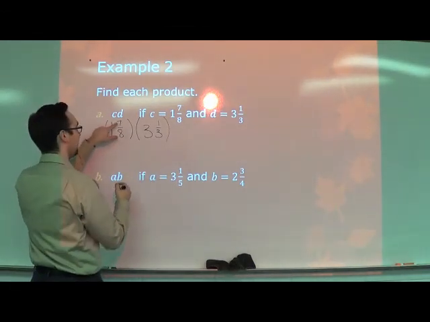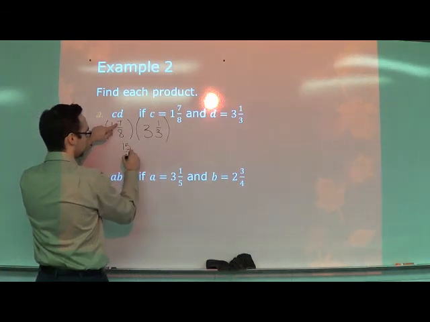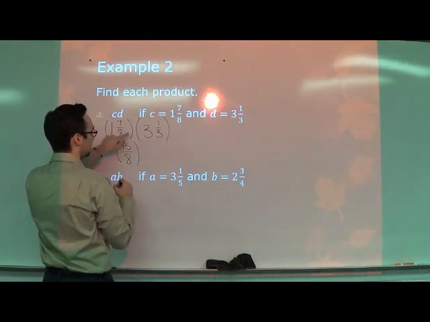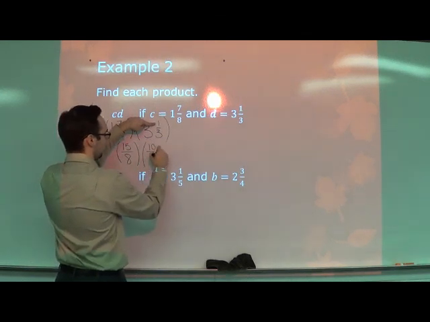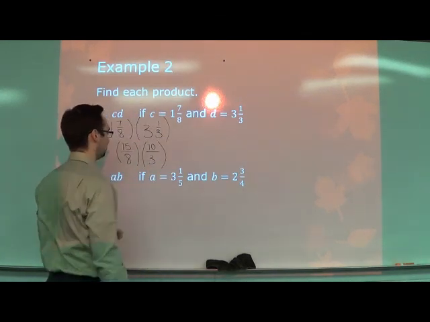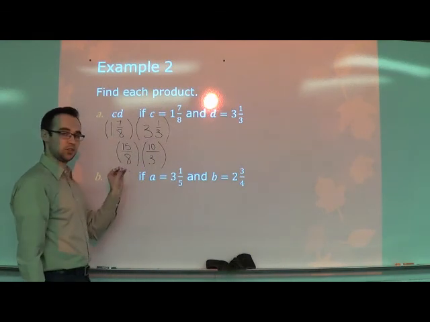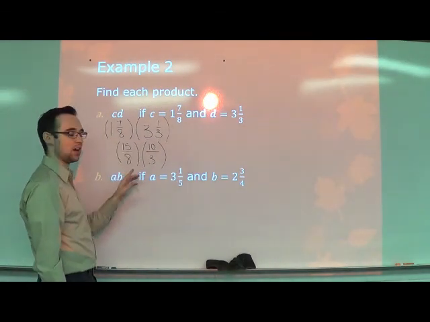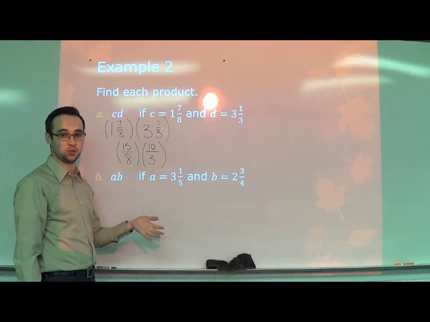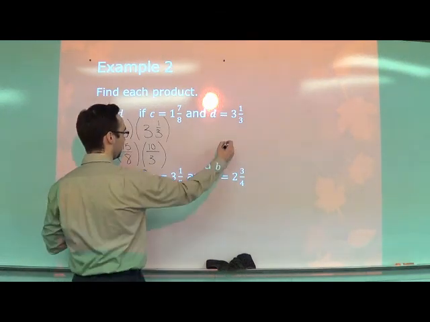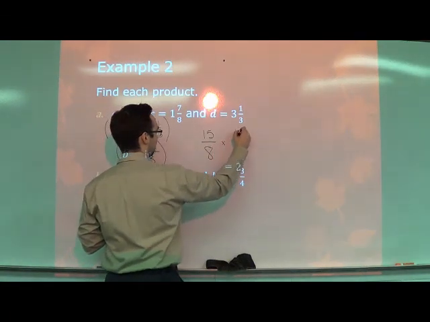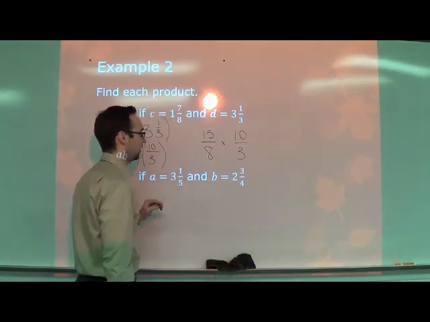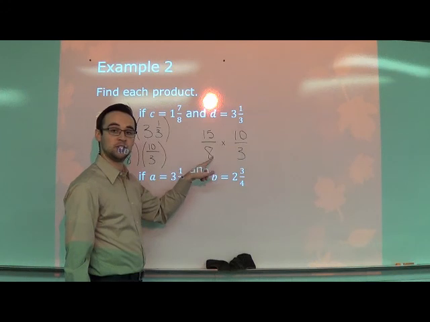So 8 times 1 is 8, plus 7 is 15/8. Times 3 is 9, plus 1 is 10. So times 10/3. Now again, this is where it starts to get tricky, because we're going to have bigger numbers here, which is why if you can't cross-reduce, you want to try. So let me rewrite this over here. We have 15/8 times 10/3.